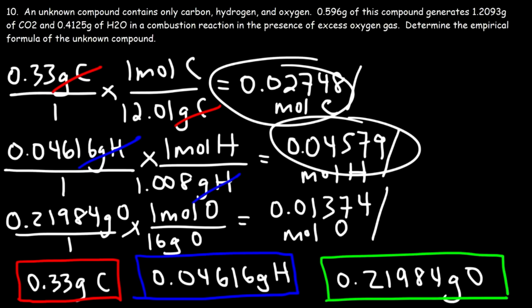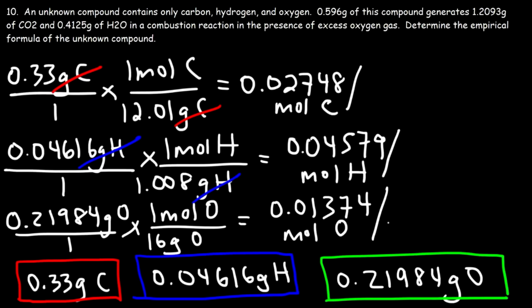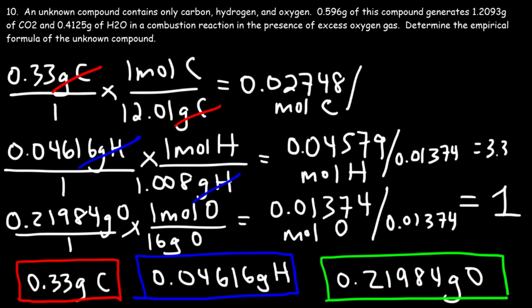Now what we need to do is divide each of these numbers by the smallest of these three numbers. And the smallest is the moles of oxygen. So this is going to give us 1. If we divide the moles of hydrogen by 0.01374, that's going to give us 3.33. And if we do the same thing with the moles of carbon, that's going to give us 2.